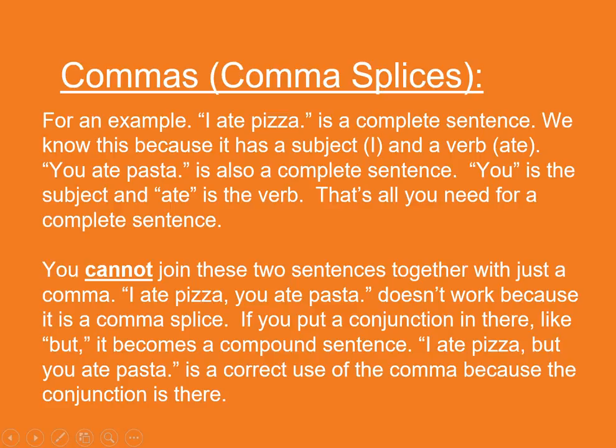You cannot join independent clauses by a comma. The ACT is going to try to make you do that. You cannot do this. We're going to see in just a little bit that a semicolon can do this. A comma cannot. You've got to have a conjunction, like a but or an and or something along those lines. So I ate pizza, comma, but you ate pasta is correct because the comma is joined with a conjunction. Do not join two independent clauses with a comma and no conjunction. You'll get that wrong every time.